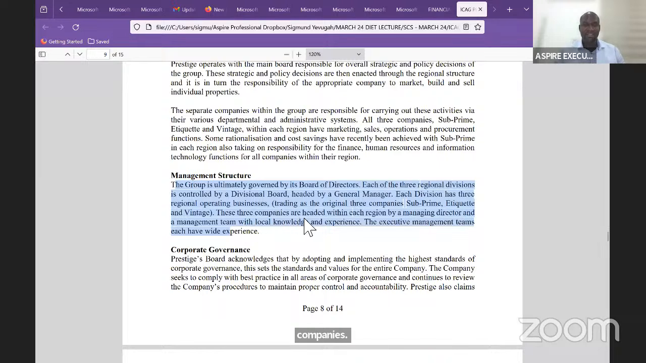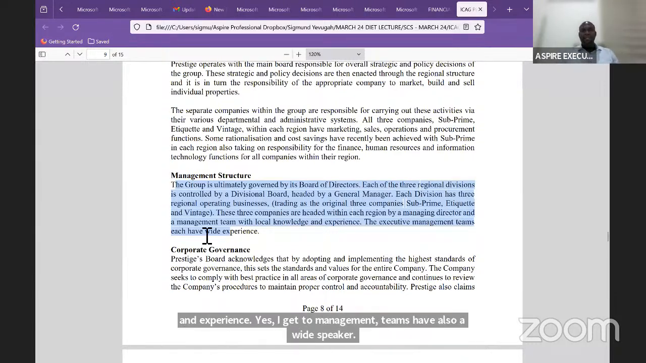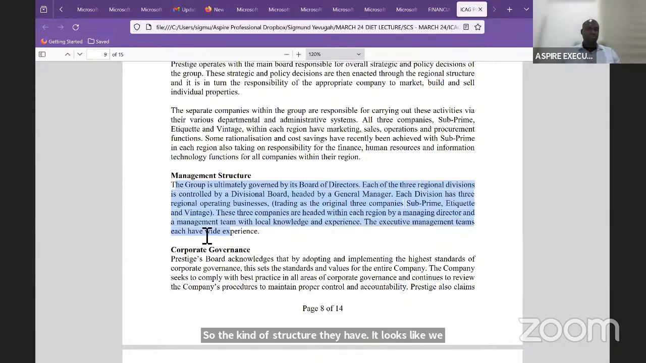Now, these three companies are headed within the region by a managing director and a team with local knowledge and experience. The executive management teams also have wide experience. So the kind of structure they have, it looks like we must be able to draw it. We need to sit down, look through what they have, and find a way to draw the structure, see the picture of the kind of structure they have, and see what we could recommend.